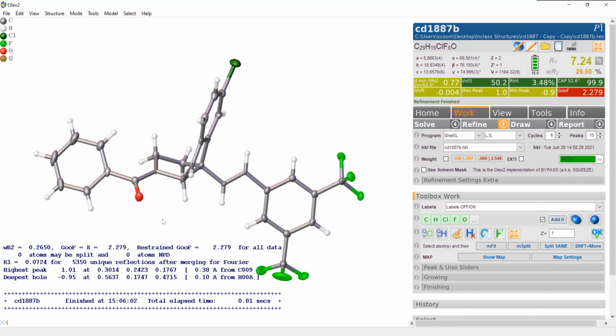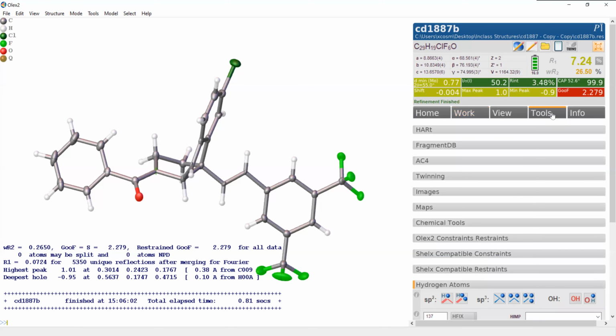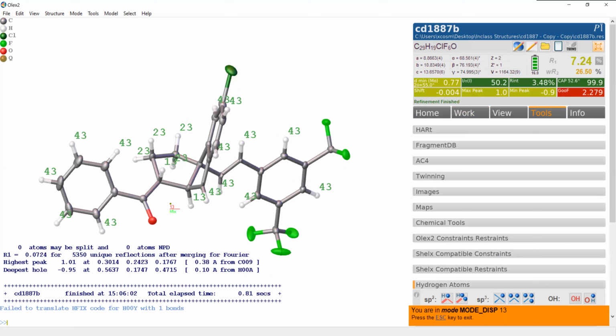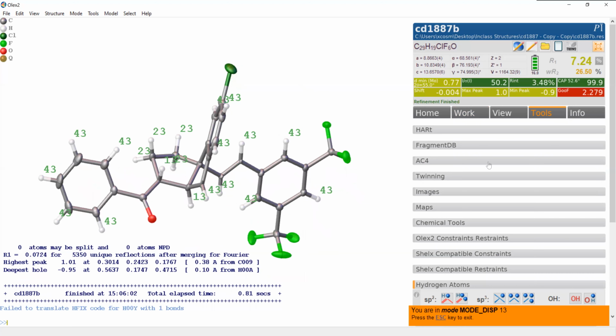And maybe you say, well, it just didn't do it. Let me manually try it. So if I go to tools, and if you click on sp3 carbons for the first one, let's see if it'll put a hydrogen atom there. Oh, it did. Okay. Well, let's see what happens.